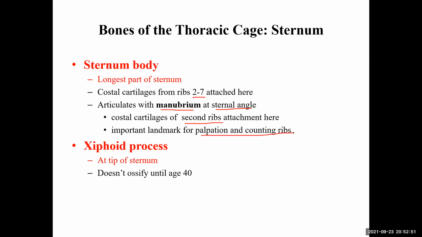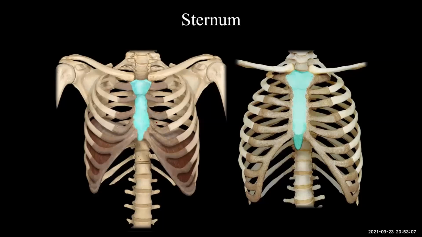The last portion of your sternum is the xiphoid process. Follow all the way down. You'll feel this little pointy structure there. It's at the tip of the sternum here. It doesn't completely ossify until the 4th decade of life. So here's your sternum. There's the manubrium. There's the sternal body. There's the xiphoid process.